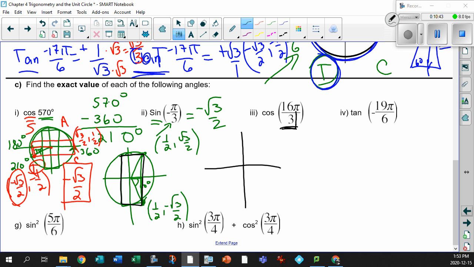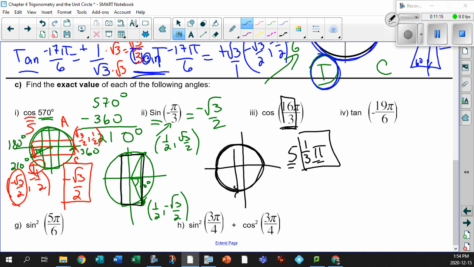Well, you know what's interesting here that you can do is just divide it out. If you think about it, 3 goes into 16 5 times with a 1 over 3 pi left. Now, you really don't care about the 5, do you? Okay, that just means that you've gone 5 pi's. So there's 1 pi, 2 pi, 3 pi, 4 pi, 5 pi, and go 1/3 of a pi more. Okay, that goes down to here. There's 1/3 pi right there.